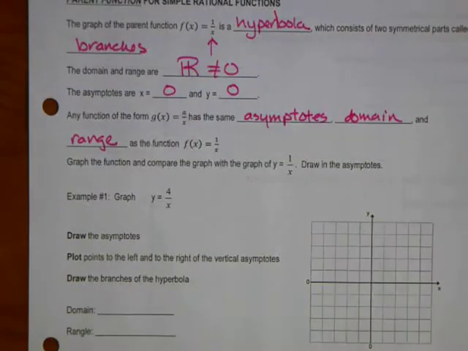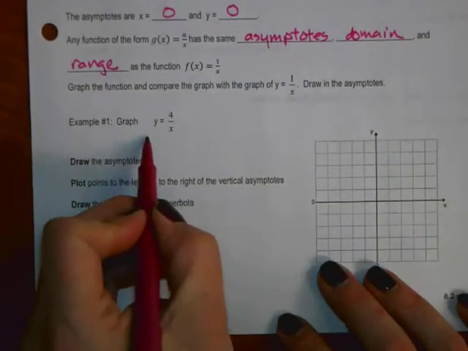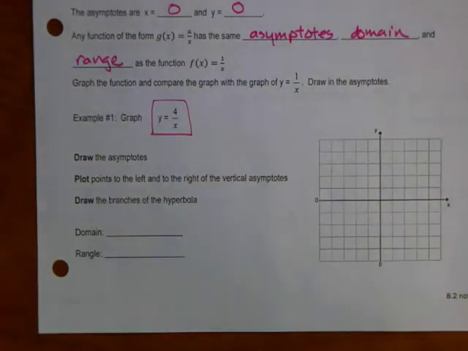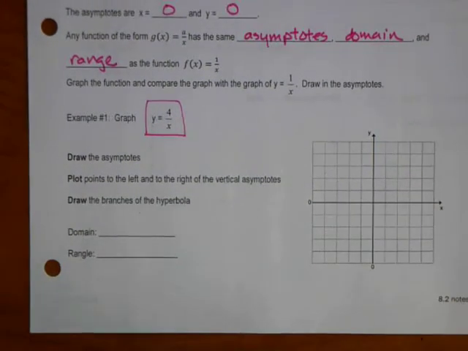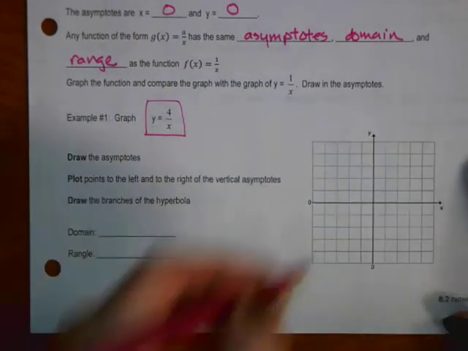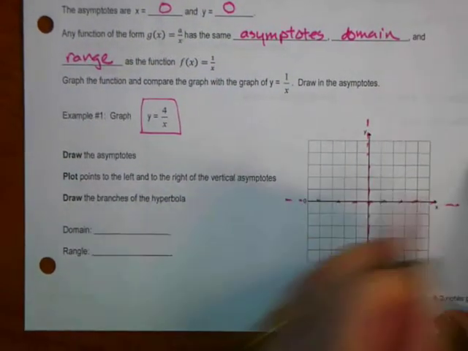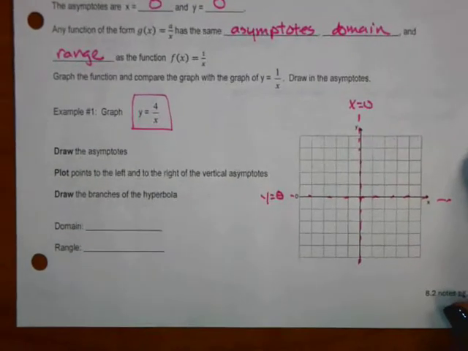Graph the function and compare the graph with the graph of y equals 1 over x. Draw in the asymptotes. All right, so we're going to graph this function right here. Is it the same as the parent function? Pretty much the same format, right? There's no transformations. There's no h and k going on, correct? So the first thing we're going to do is draw the asymptotes. If there's no h and k, what are the asymptotes? 0. So draw the asymptotes, x equals 0, y equals 0. Those are my asymptotes.